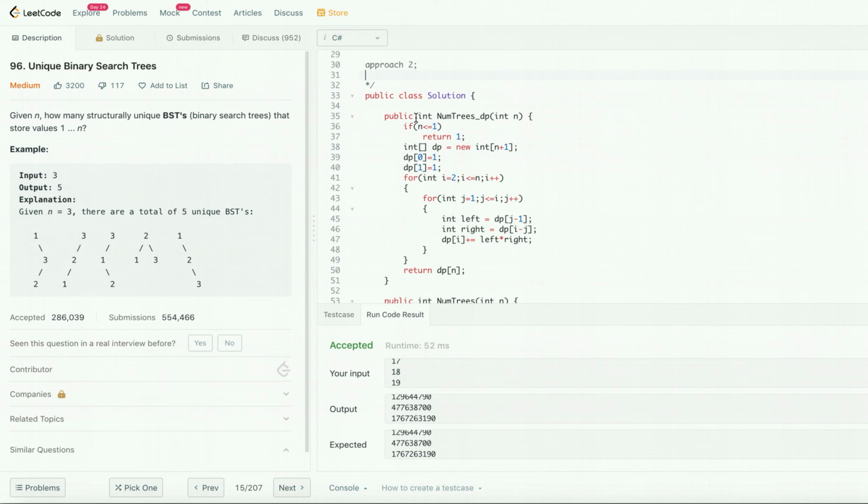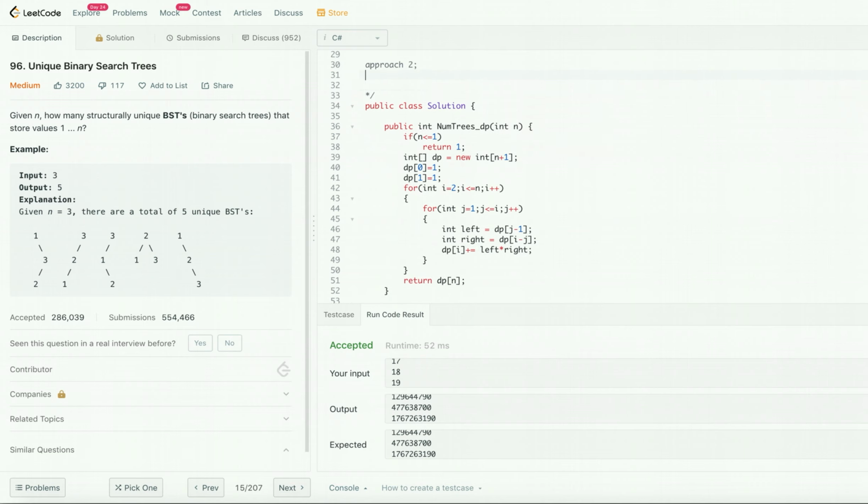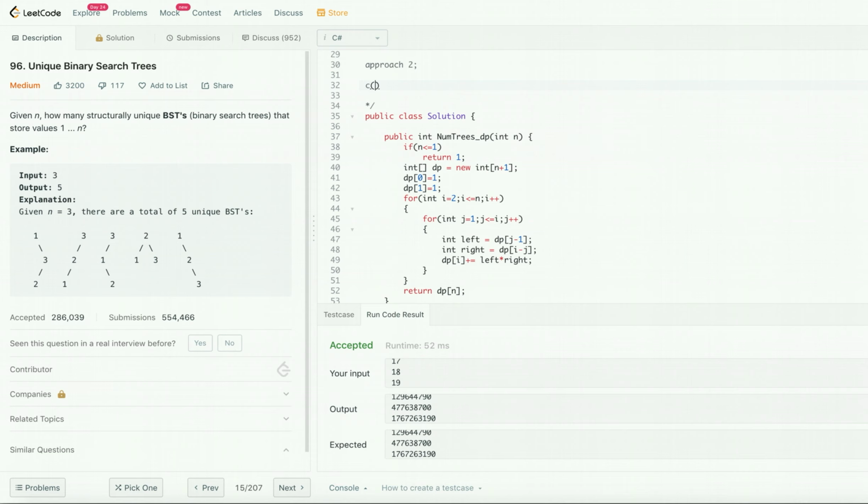How you have to understand it is, if there are n nodes, we will say combination of 0 nodes in the left subtree and combination of n minus 1 nodes, plus combination of 1 into combination of n minus 2.